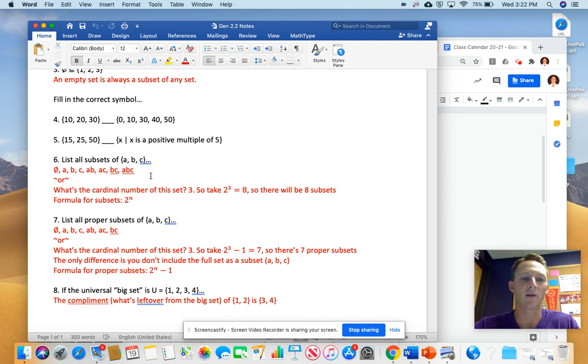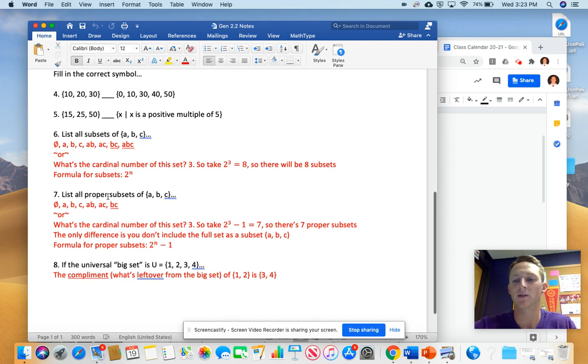How do we know that 8 is the correct number of subsets? Well, we're going to take the cardinal number of this set. So cardinal number is how many items are in the set, right? 1, 2, and 3. And then we're going to take 2 to that power. So 2 to the 3rd power because we had 3 items in the set. 2 to the 3rd power is 2 times 2 times 2, which is 8. So there should be 8 subsets of this set of 3. How many did we find? 1, 2, 3, 4, 5, 6, 7, 8. Checks out. The formula to find out the number of subsets is just 2 to the n. That n just represents how many items are in this set. So our cardinal number, our n, would be 1, 2, 3, right?